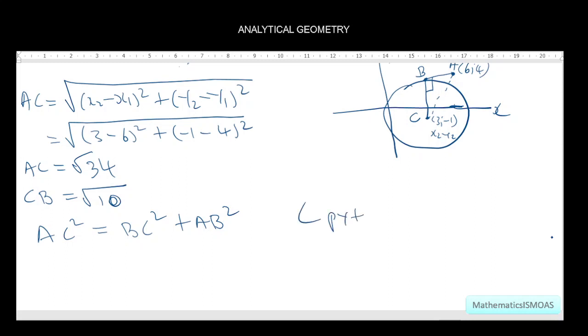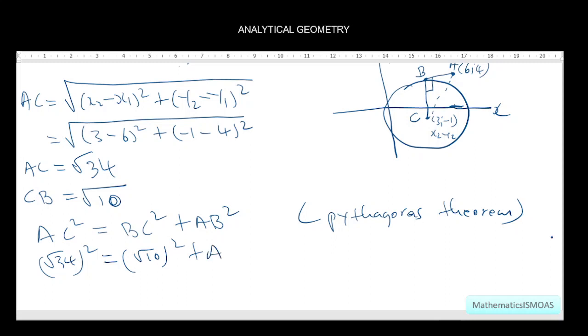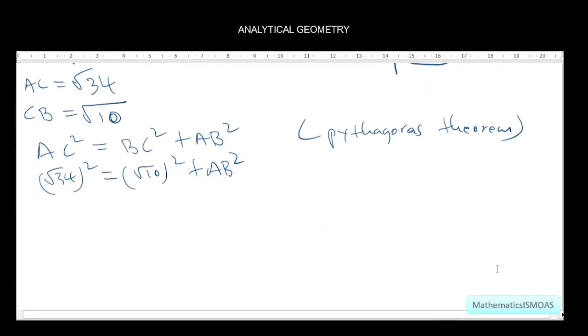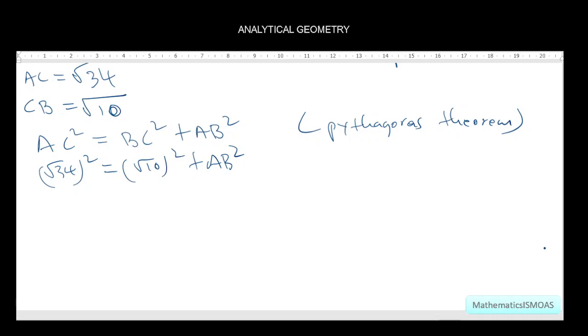Then this is Pythagoras' theorem. Again, when we are using Euclidean geometry statements in analytical geometry, we have to give Euclidean geometry reasons. So what is AC? AC squared will be (√34)² = BC², which is (√10)², plus AB². Then (√34)² is 34, which equals (√10)², which is 10, plus AB².